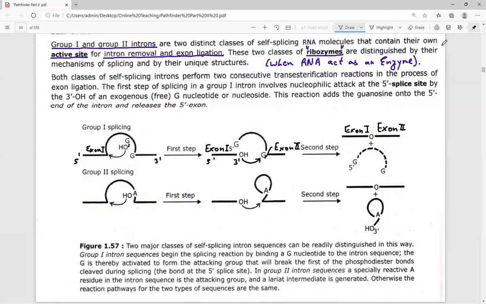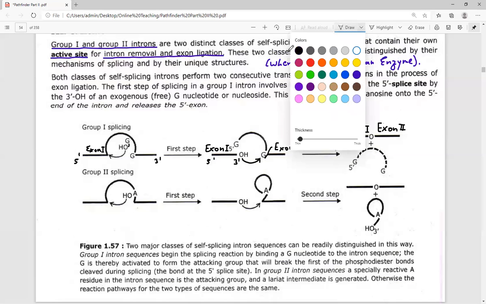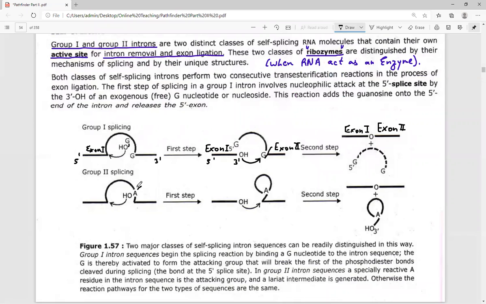In the group 2 introns, the same mechanism operates, but in a slightly different manner. In the group 2 introns, you have a branch point adenine. This adenine is commonly referred to as the branch point adenine. Here there was a branch point guanine. Okay, this branch point adenine has a hydroxyl group.